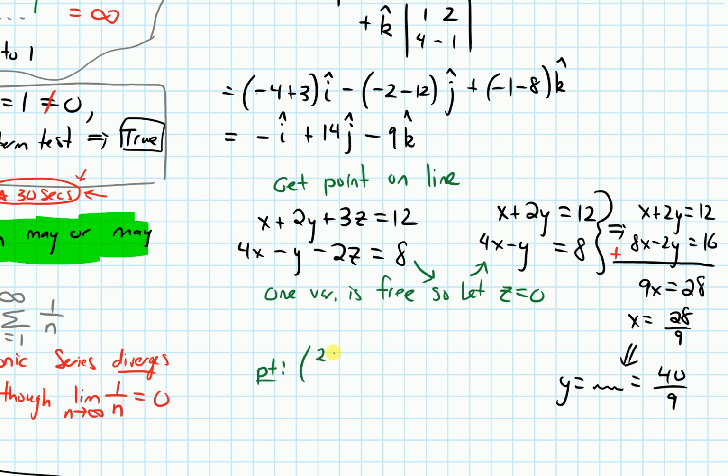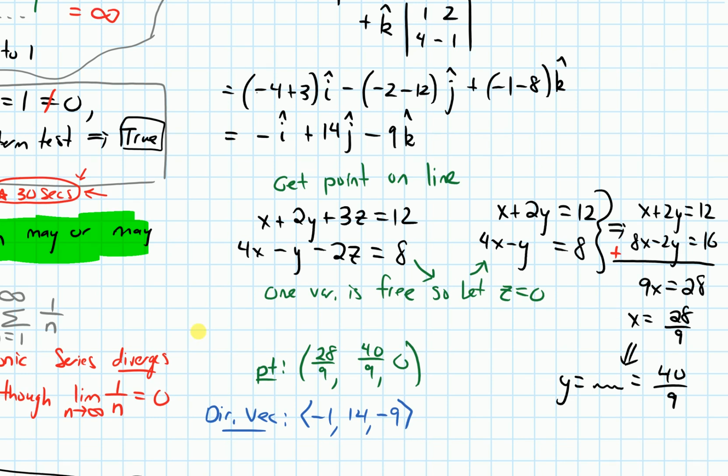Okay, so at this point we have a point on the plane. x is 28 over 9, y is 40 over 9, and z, well, we started this part off by saying let z be 0. And we have that flexibility because there should be an infinite number of points on this line. So if I had wanted to make z equal 1 or z equal negative 100, I could have. And the direction vector, we also solved for that. The direction vector is negative 1, 14, negative 9.